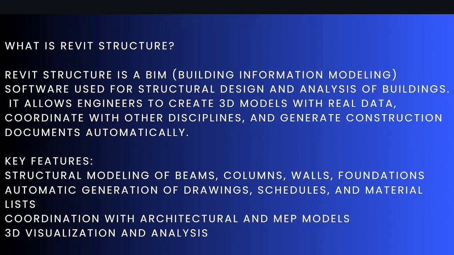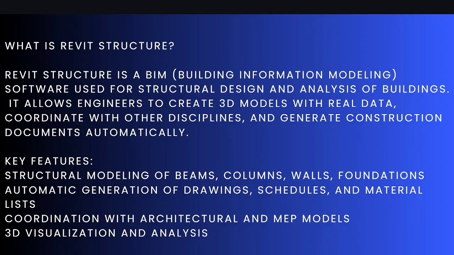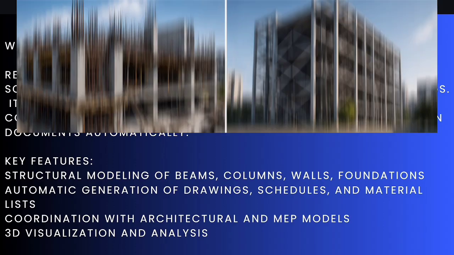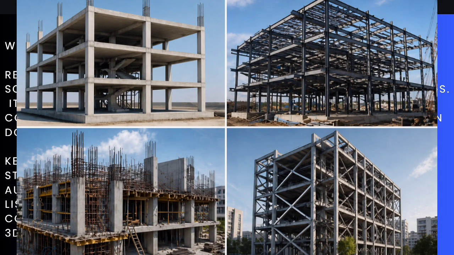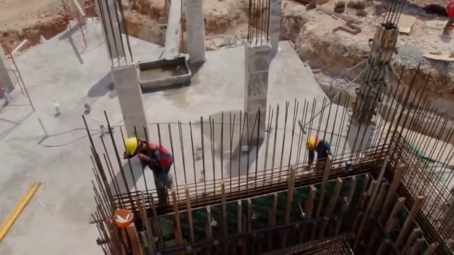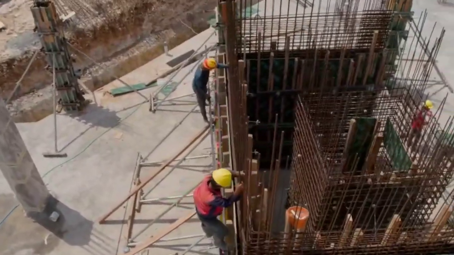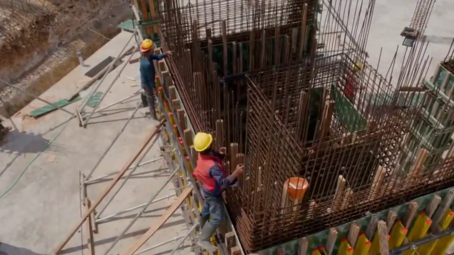What is Revit Structure? Revit Structure is a BIM (Building Information Modeling) software used for structural design and analysis of buildings. It allows engineers to create 3D models with real data, coordinate with other disciplines, and generate construction documents automatically. In the software, you can do structural modeling of beams, columns, walls, foundations, automatic generation of drawings, schedules, and material lists, coordination with architectural and MEP models, 3D visualization, and analysis.